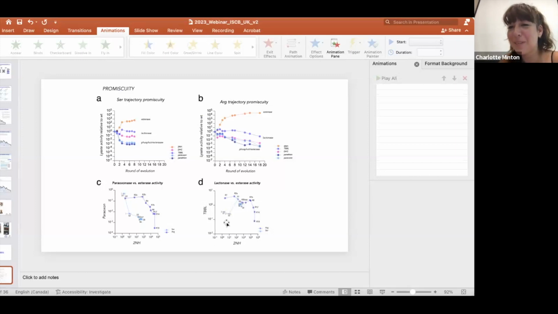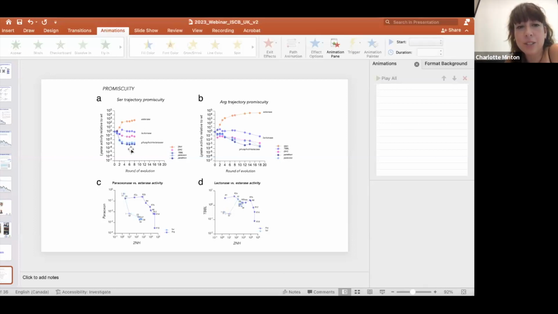So we looked at promiscuity because this is obviously my first love from the Oldfelder lab in Cambridge. And what we see is that it's quite different between the serine and the arginine trajectory. So in the arginine trajectory, the esterase function really is the one being selected, and every other function seems to slowly trade off and disappear. So whether it's lactonase, we tried 2 different lactones, which is supposed to be the ancestral function, and then 2 different types of organophosphate, paraoxon, which is the native substrate, and parathion, which is slightly different.